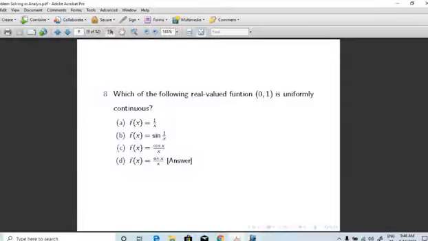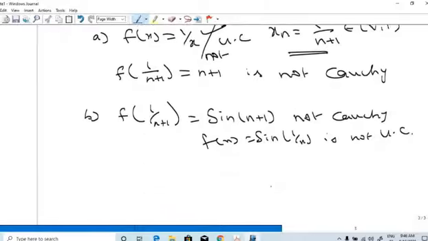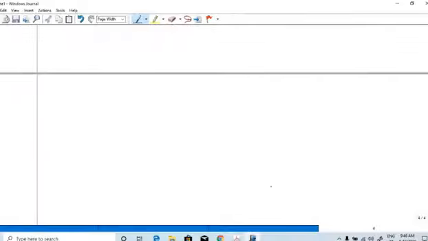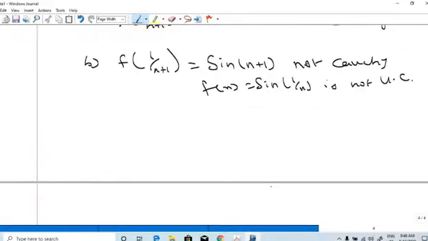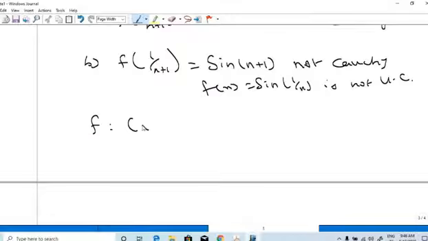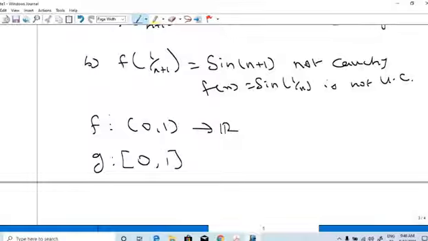Otherwise, one more theorem is there. Suppose a function is continuous on the closed interval [0, 1], then it is uniformly continuous. Okay? But the function is defined here on the open interval (0, 1) to R. Suppose you define a new function g on the closed interval [0, 1]. So that means the function f can be extended to the closed interval [0, 1]. It is possible. So g is actually nothing but just the extension of f. That means you have to define the function at the endpoints, and the function should be continuous.